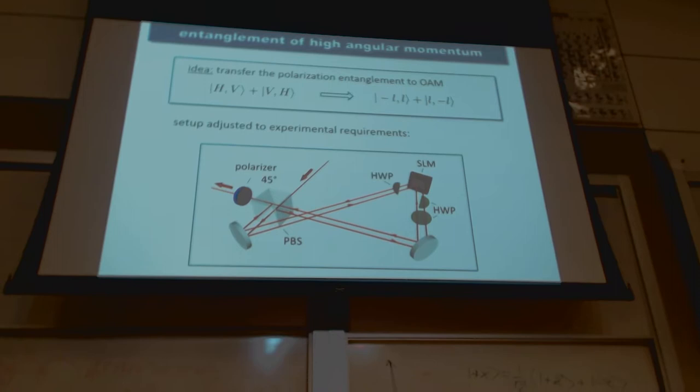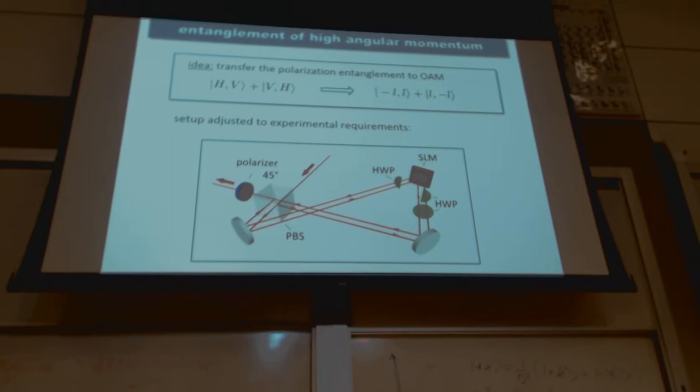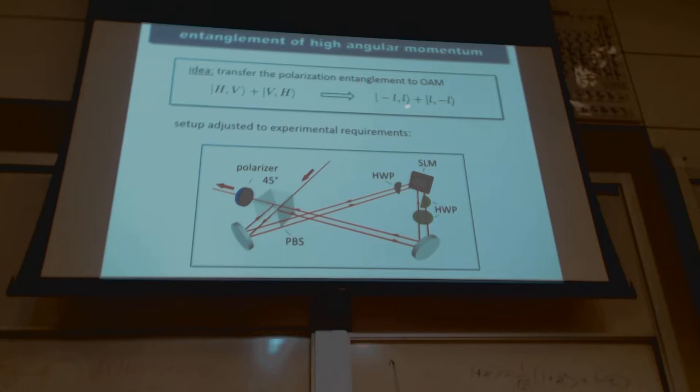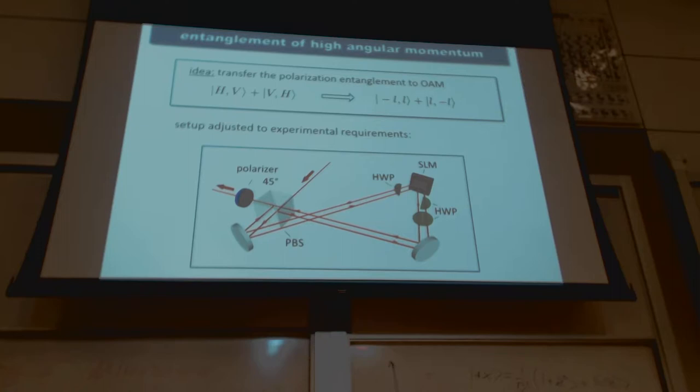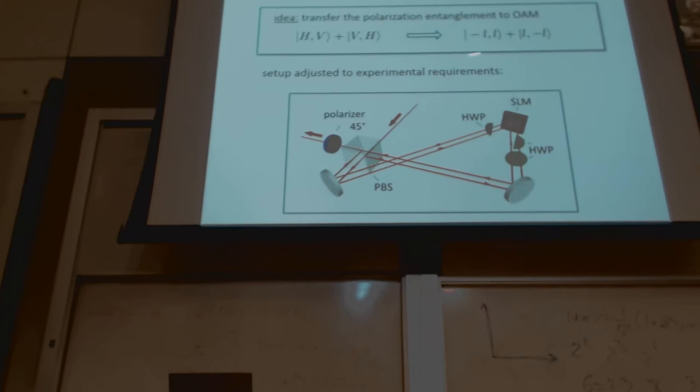That's right. So I consider two photons, one going this way, the other one going this way, and the first one either being minus L or plus L, and the other one correspondingly being L and minus L. Okay? And this is what we want to realize. This is what we saw basically in this experiment, but even richer. And we are now asking ourselves, how high can we go?